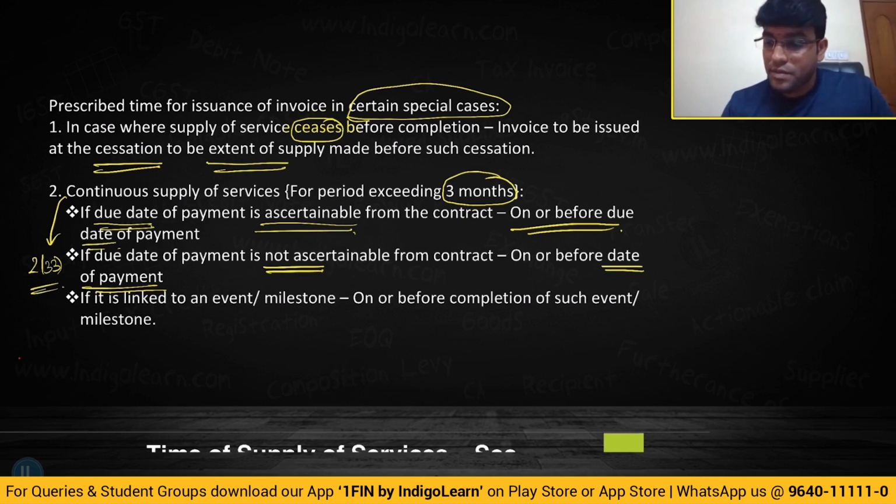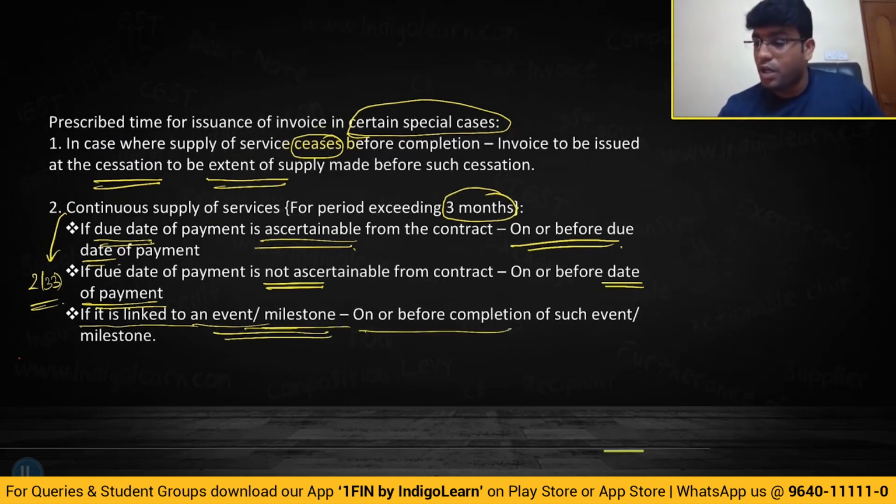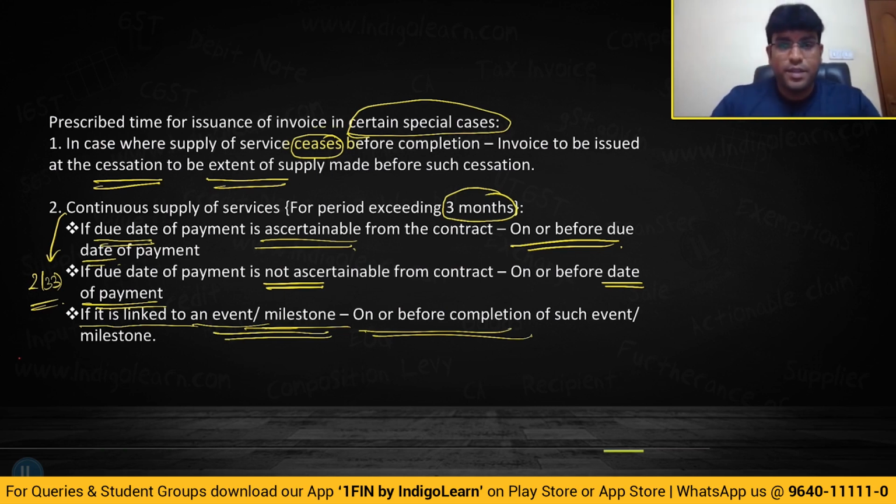Last point, if it is linked to an event or milestone, on or before completion of such event or milestone. On or before what, my dear friends? Completion of such event or milestone. That is the answer. Are we getting clarity, my dear friends? So if it's linked to an event or milestone, what is the answer then? On or before completion of such event or milestone. This is the concept. I hope we are clear with this point, everybody.